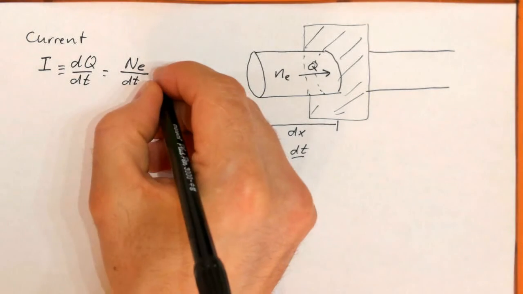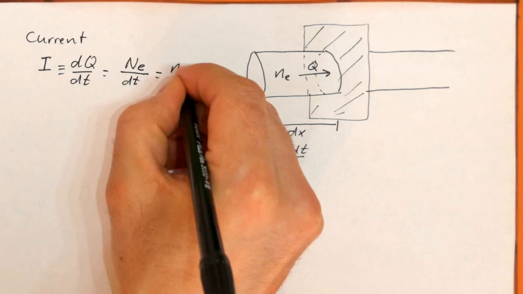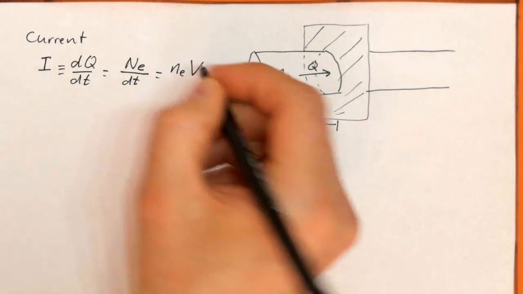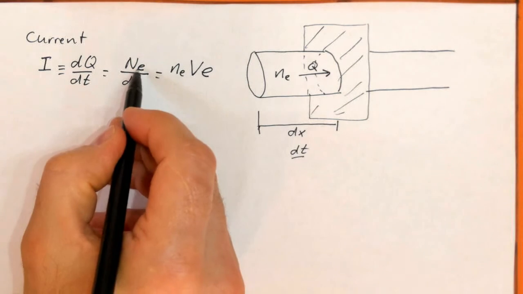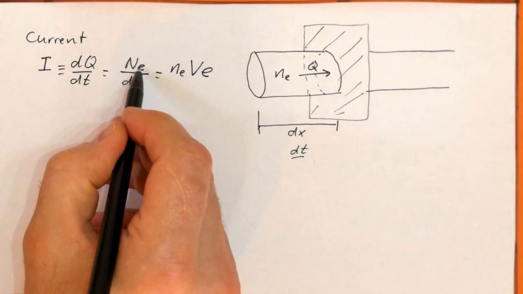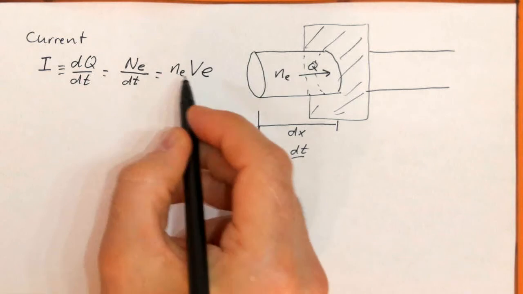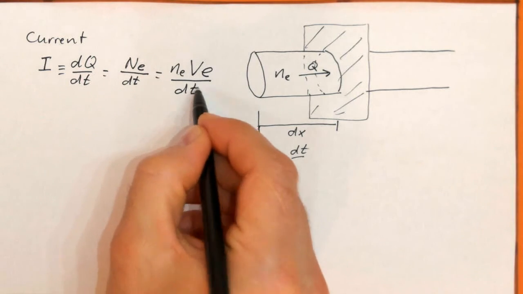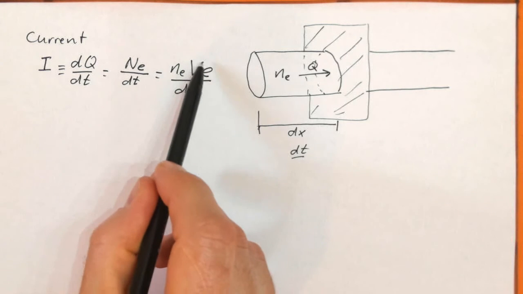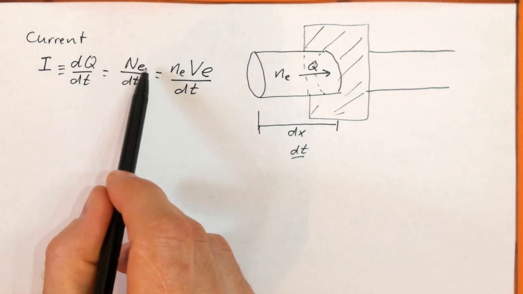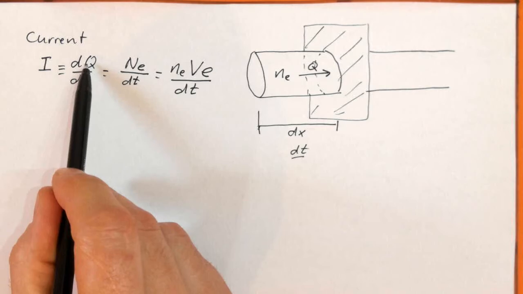Okay, so if that's the case, then N is going to be the number density times the volume of this section. Then we multiply it by the charge, just as we had before. So here, this is a number, this is a subscript. And then we divide by delta t. So we've figured out a number density times a volume to get the total, multiplied by the charge to get the amount of charge.